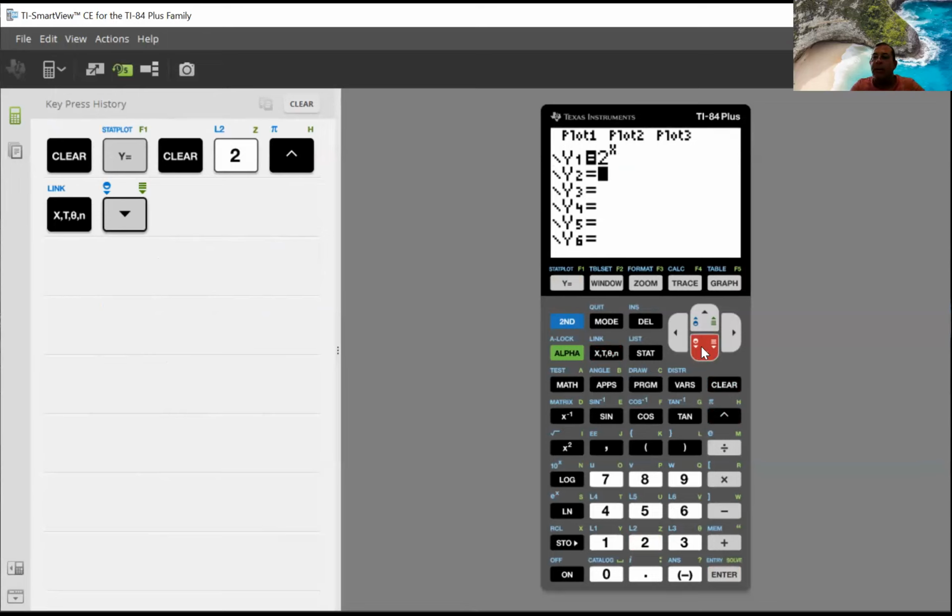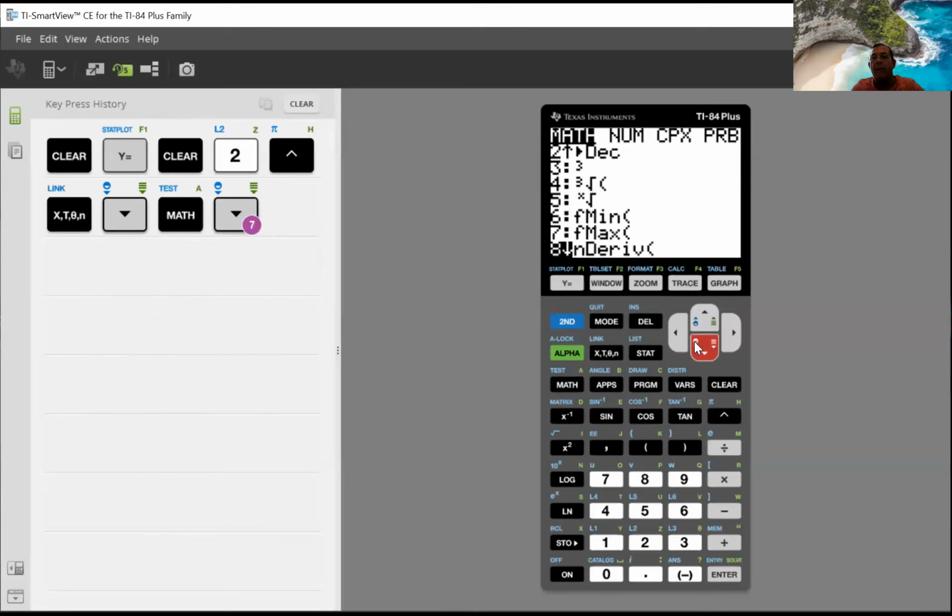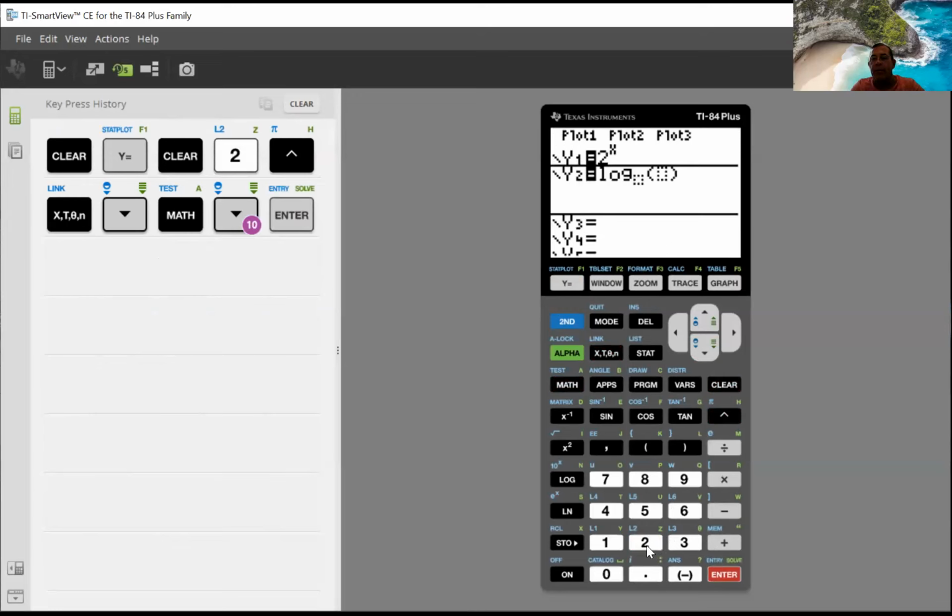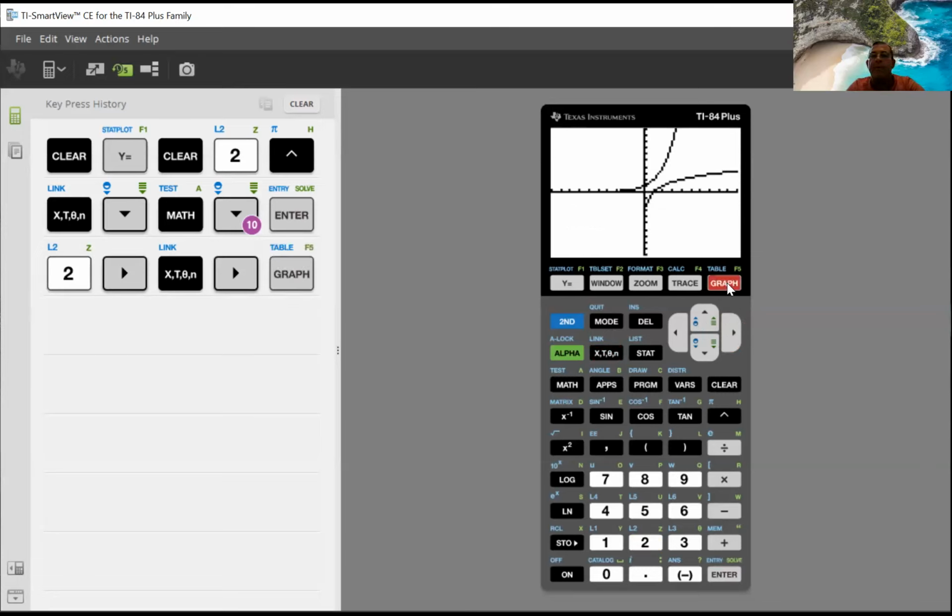So remember, to get log base 2 of x, I'm going to hit math, go down to log base, hit enter. So my base was a 2, and my result is those x's. All right, so I got my y1 is 2 to the x, y2 is log base 2 of x. Y'all, when we hit graph, there's my exponential, there's my logarithmic. Now, I'll show you why we like that new calculator.